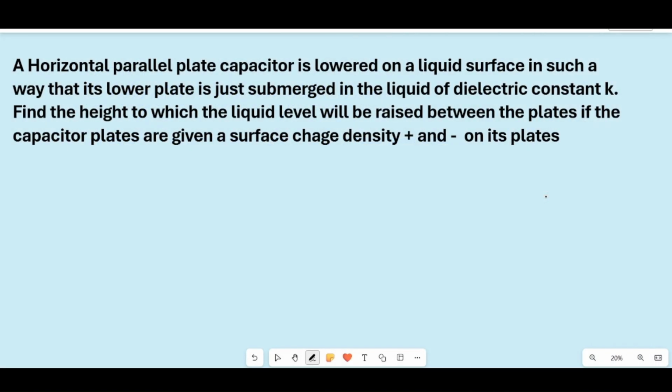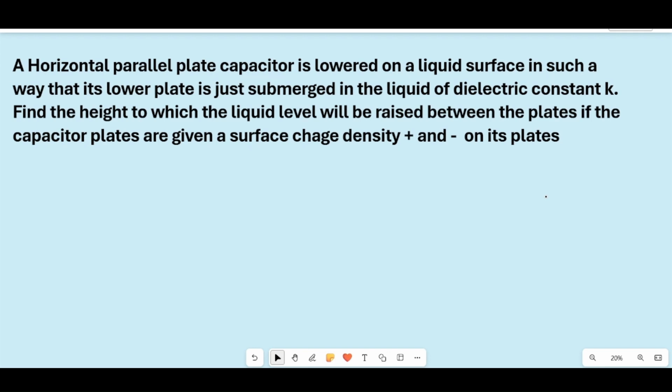In this video, we'll see one important application of a capacitor. When a horizontal parallel plate capacitor is lowered onto a liquid surface, with its lower plate just submerged in a liquid of dielectric constant K, the liquid rises to some height because of the force acting on the dielectric material.